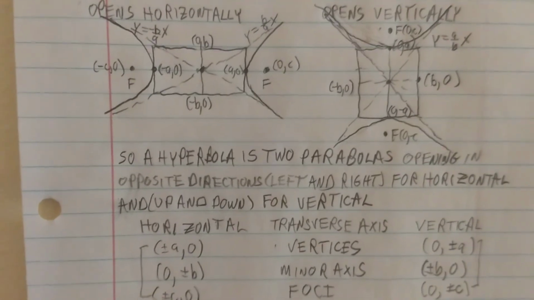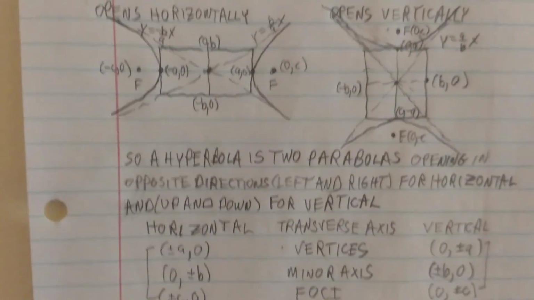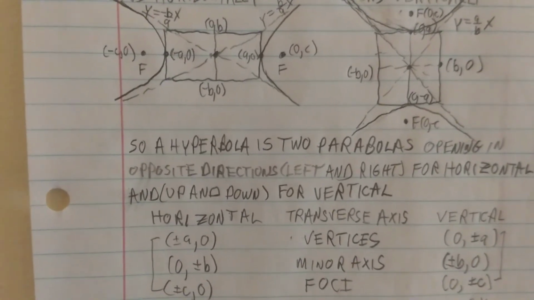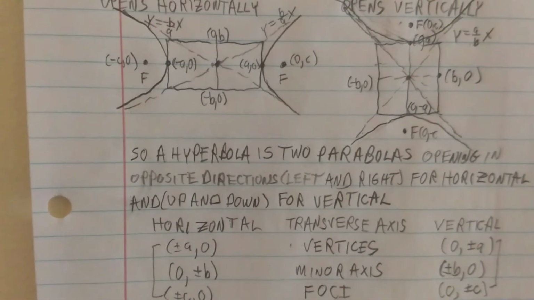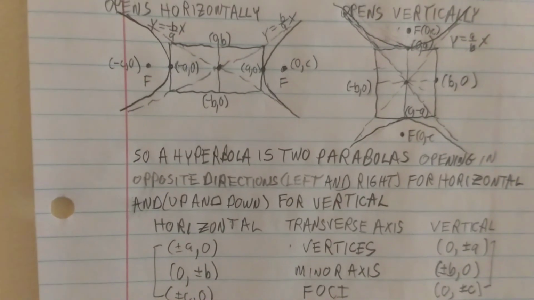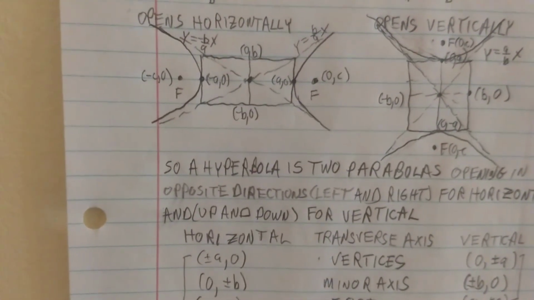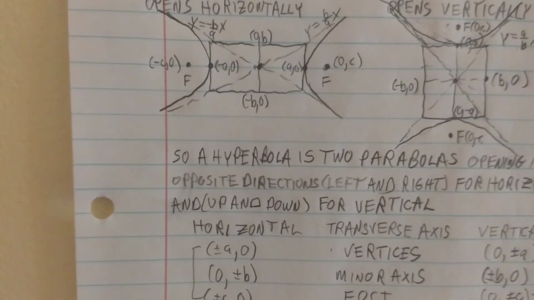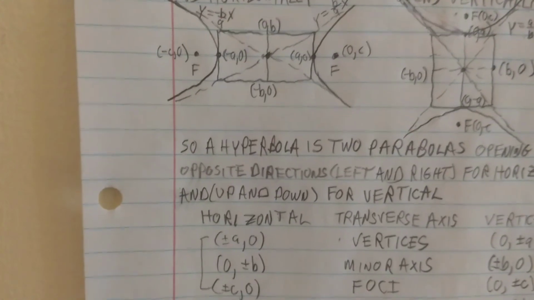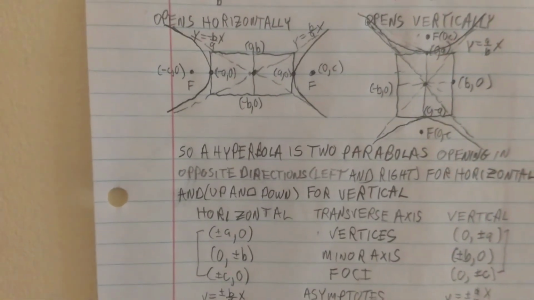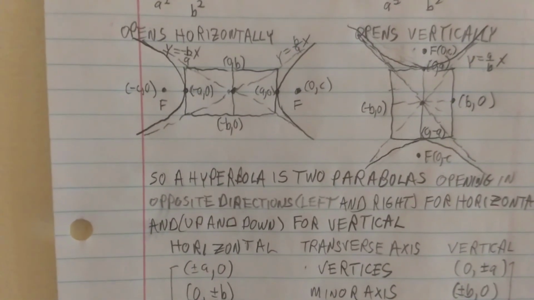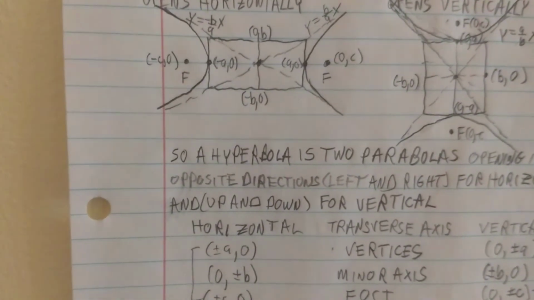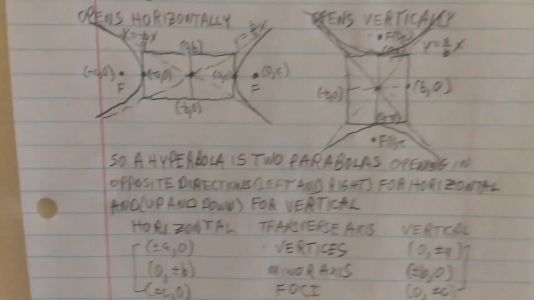So it looks like there are two parabolas on either end of the box. So the foci are (c, 0) and (negative c, 0). And then there are these asymptote lines, which are the dotted lines going through the corners and the center. And so we have y equals b over a x going upward to the right, and negative b over a x going downward to the left.